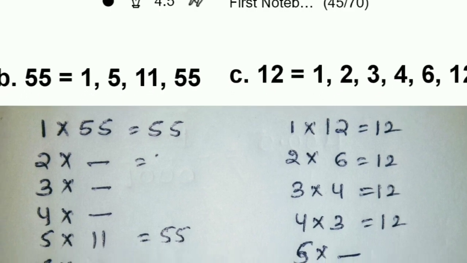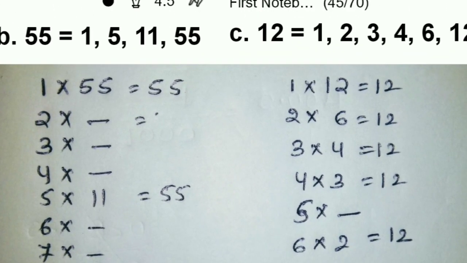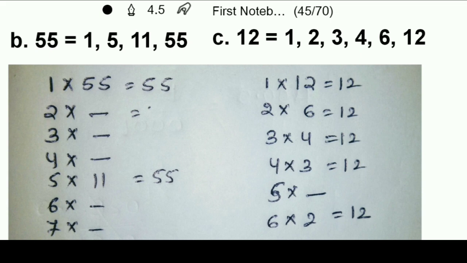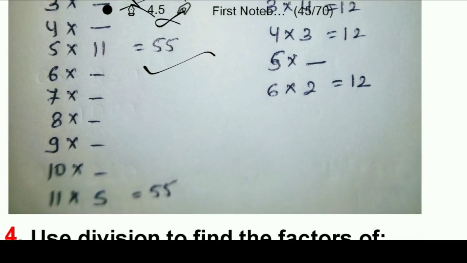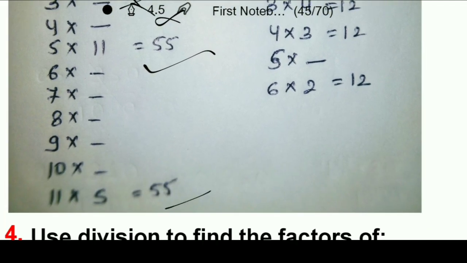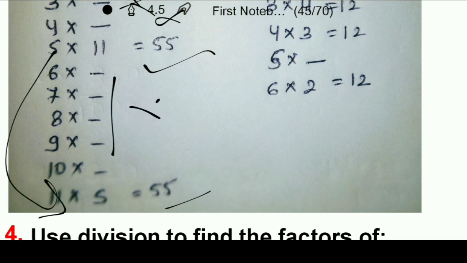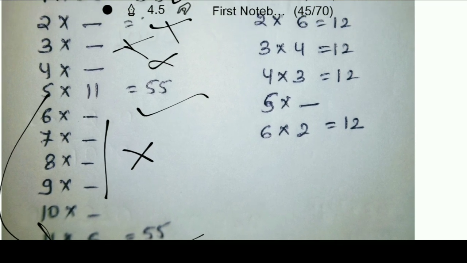Next, 55 and 12. In 55, 1 into 55, then 55 will come. Then 2, it will not go. 3, it will not go. 4, it will not go. Then 5 11s are 55, this much only. And lastly, we can say that the same numbers are repeated here, 11 into 5.